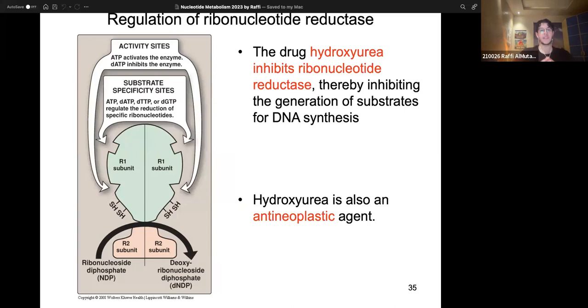The idea is when a cell divides, its DNA divides. If a cell does not have DNA, it will not divide. The rationale behind hydroxyurea is that you want to inhibit this DNA synthesis, and in doing so, you would kill off the cell. So that's why it could be used as an antineoplastic agent.